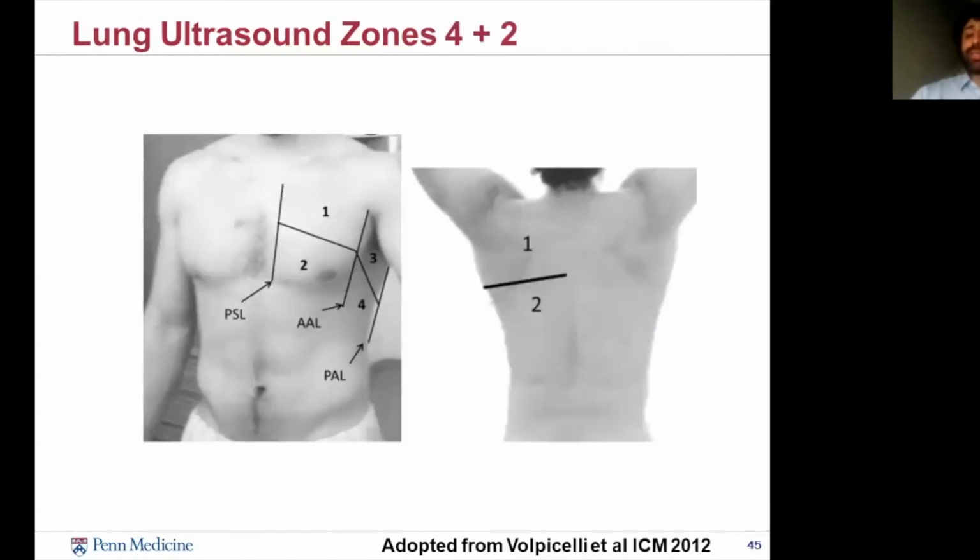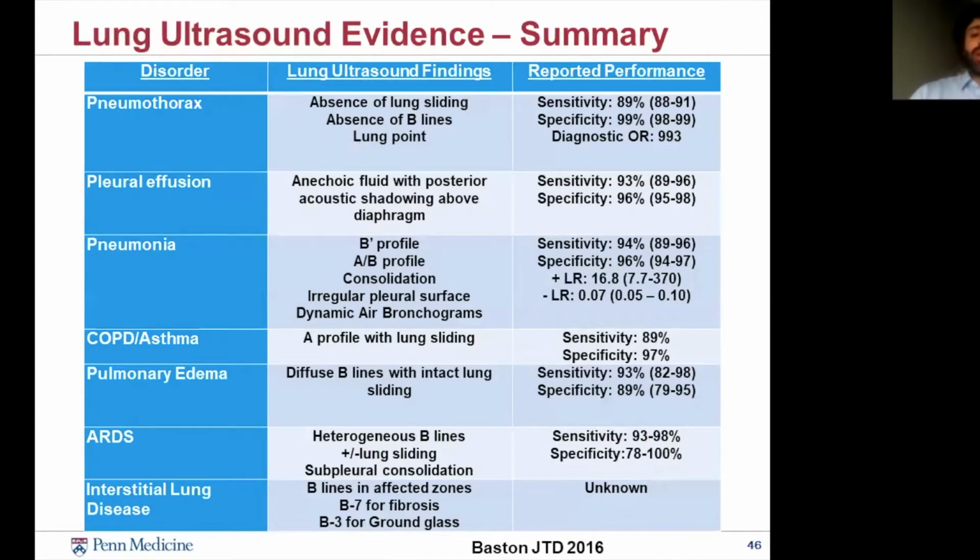He described some amazing diagnostic performance that hasn't quite been replicated, but there was an international consensus statement put together on lung ultrasound in 2012. And that consensus statement, instead of using the 3 points described by Lichtenstein, suggested 4 zones on the anterior chest, or if possible, 2 zones on the posterior chest. This is a review that I put together for the Journal of Thoracic Disease.